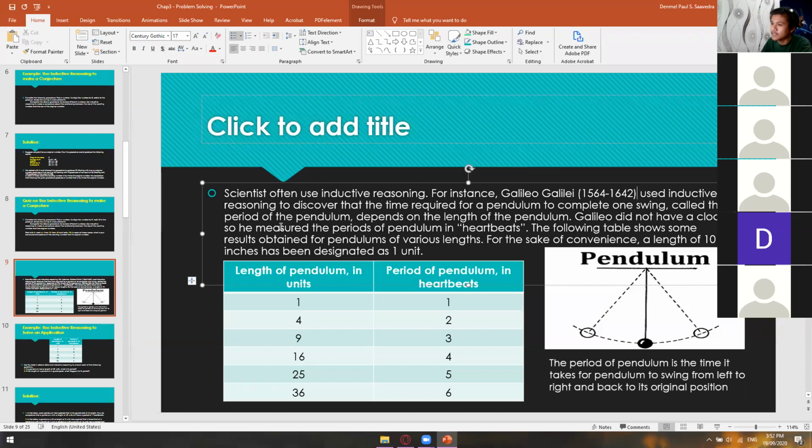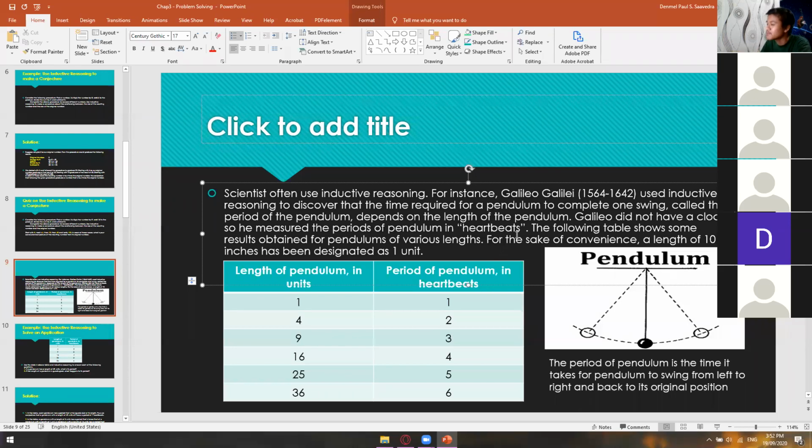Galileo did not have a clock, so he measured the periods of pendulum in heartbeats. So, the following table shows some results obtained for pendulums of various lengths. So for the sake of convenience, a length of 10 inches had been designated as 1 unit. Okay, so sabi dito, si Galileo Galilei, isa siyang scientist dati wherein tinatry niyang i-apply yung inductive reasoning gamit itong pendulum. Wherein, wala siyang gamit na clock.